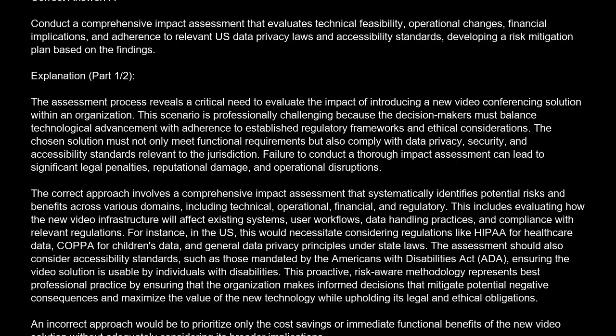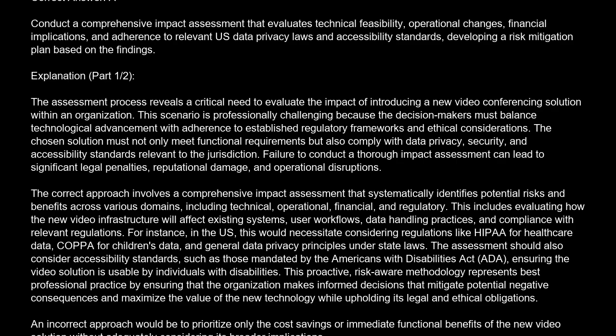Failure to conduct a thorough impact assessment can lead to significant legal penalties, reputational damage, and operational disruptions. The correct approach involves a comprehensive impact assessment that systematically identifies potential risks and benefits across various domains, including technical, operational, financial, and regulatory. This includes evaluating how the new video infrastructure will affect existing systems, user workflows, data handling practices, and compliance with relevant regulations. For instance, in the U.S., this would necessitate considering regulations like HIPAA for healthcare data, COPPA for children's data, and general data privacy principles under state laws.